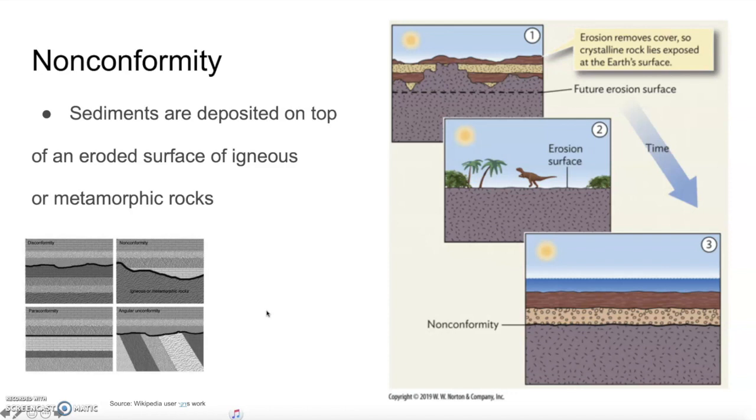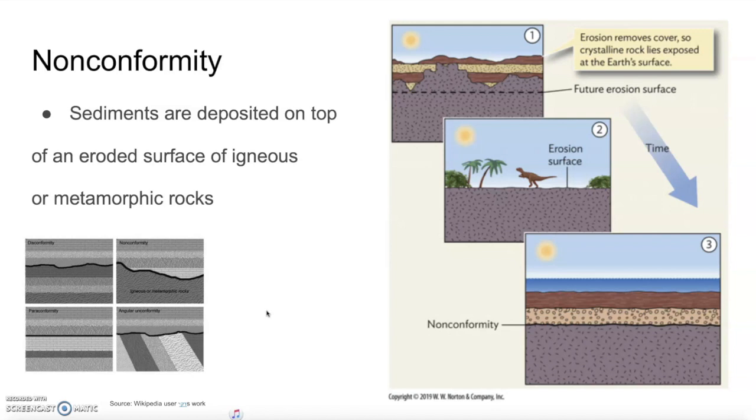A nonconformity is when sediments are deposited on top of an eroded surface of igneous or metamorphic rocks. So the last example was on top of sedimentary rocks, right? It was a beach environment. It can happen in that valley of the original horizontality video.